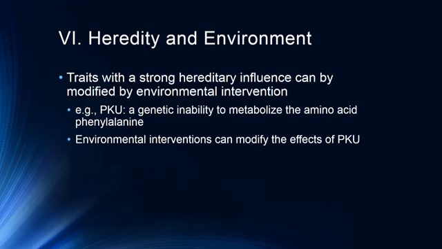So traits with strong hereditary influence can be modified by environmental interactions. People who have what's called phenylketonuria have a genetic inability to metabolize the amino acid phenylalanine. Early intervention results in perfectly normal development of people with PKU because they simply avoid anything with the amino acid phenylalanine in it. And as a result, they can develop perfectly normally. Now, if you don't catch that, it's pretty devastating to those patients who do not know that they have PKU and consume phenylalanine. As a result, they end up with some pretty dramatic alterations in their development.